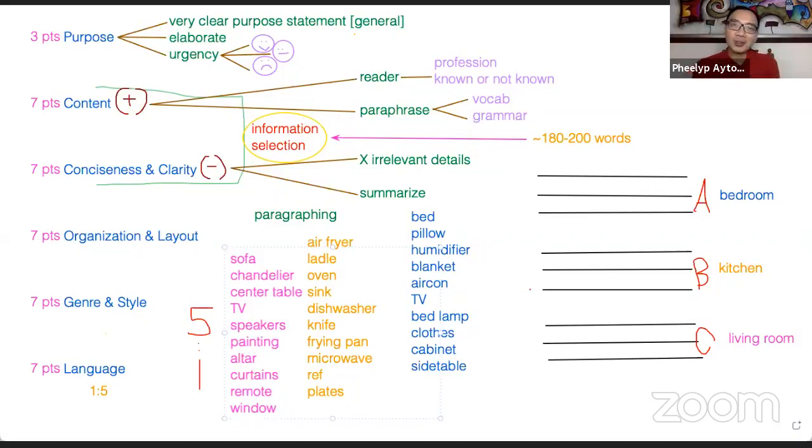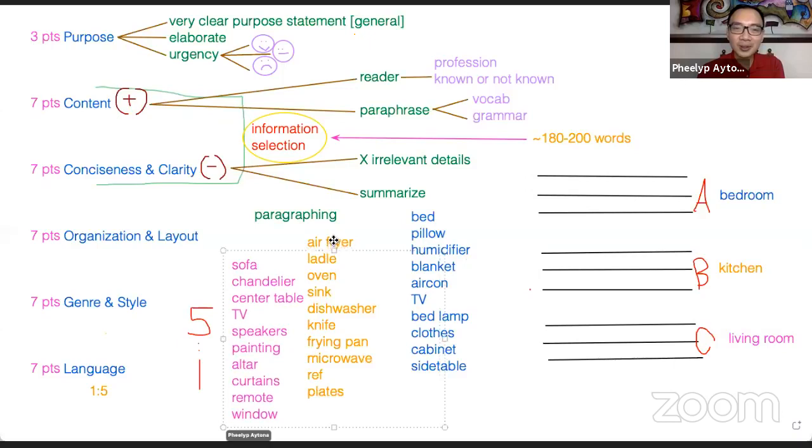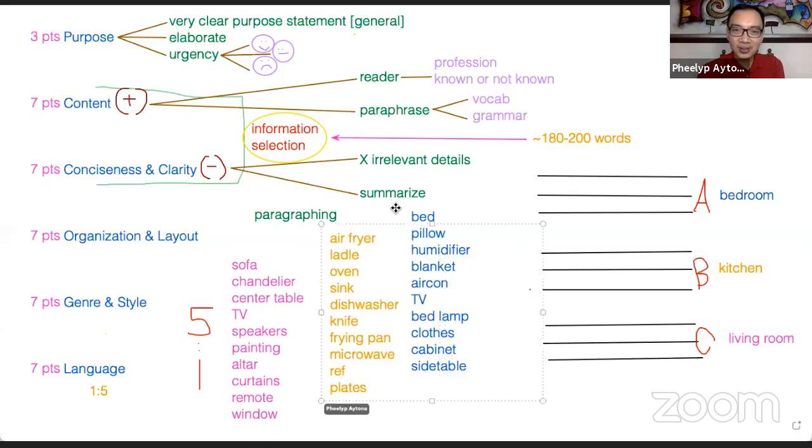So, things that belong. Think of your paragraphs as rooms in your house. You put things where they belong. It would be weird for you to have knives in your bedroom. It would be strange to have an oven in your living room. Just like it would be very strange to have a dishwasher in your bed or a sofa in the kitchen.